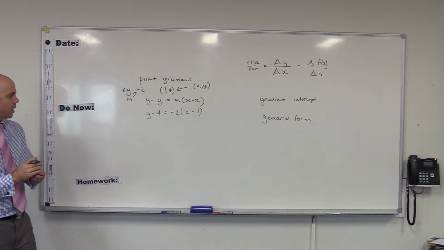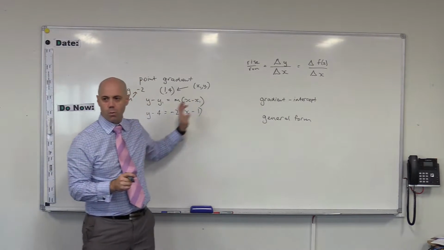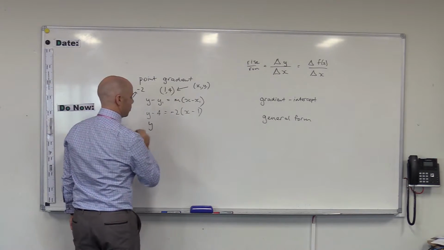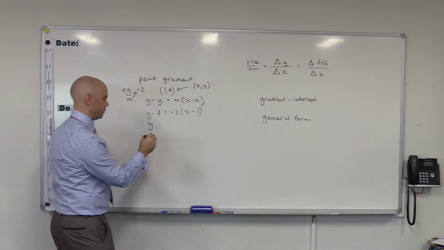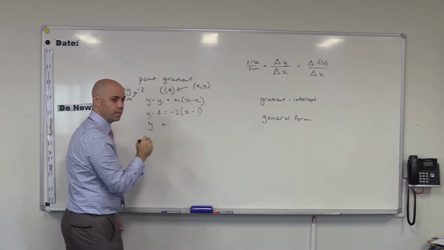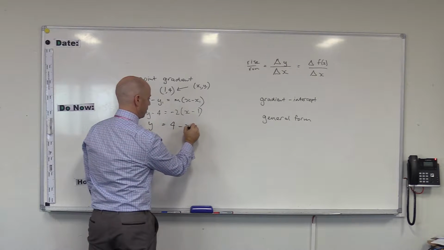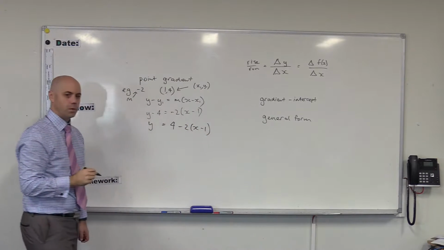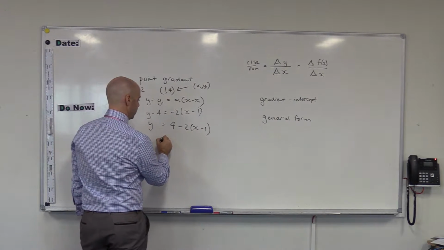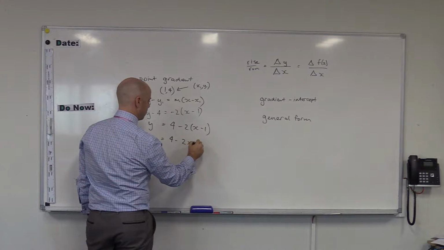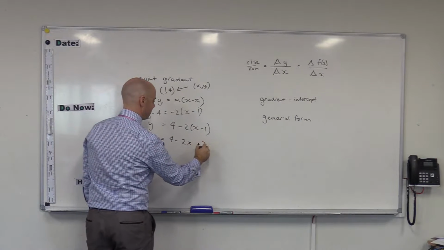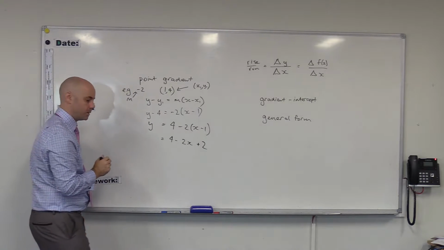How can I arrange this into a gradient intercept form, which has got y on one side and everything else on the other side? Plus 4. Okay, so I'm going to add 4 to both sides. Well, you tell me what to write. y equals 4 minus 2, bracket x minus 1. Okay, that's all right. What's next? Expand. Yep. 4 minus 2x plus 2, right? Yep.